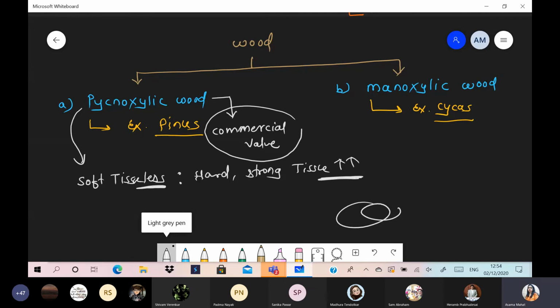Because definitely we are talking about strong tissue present more, hard tissue more. It means that it is a good quality of wood which is mostly used for furniture or for bat preparation, or any handcraft which is prepared from wood. So for that process, such type of commercial wood is used.